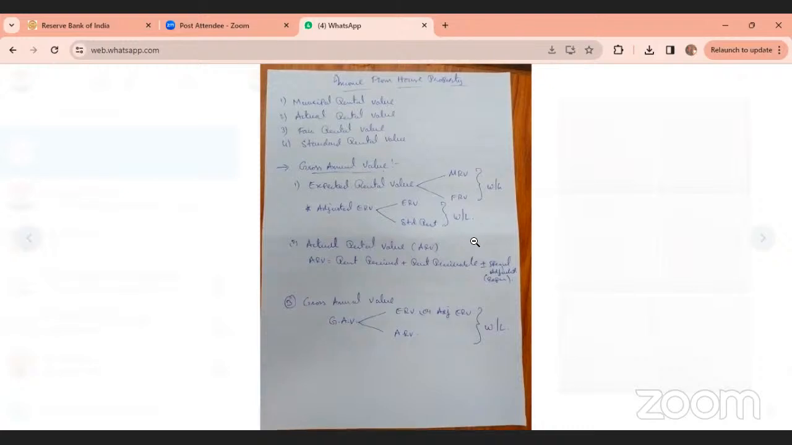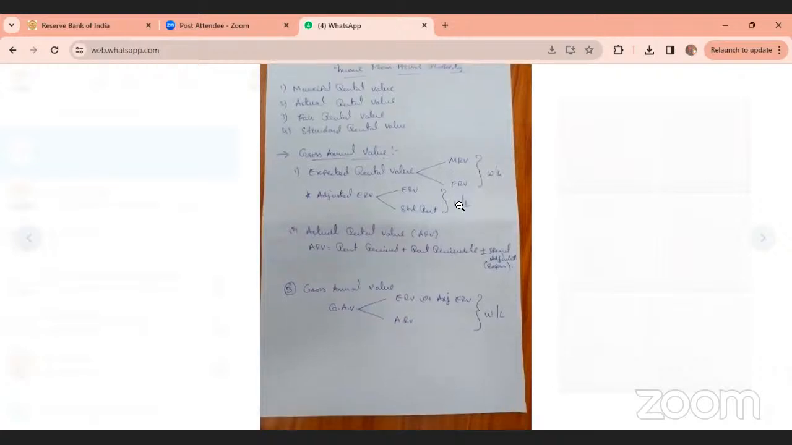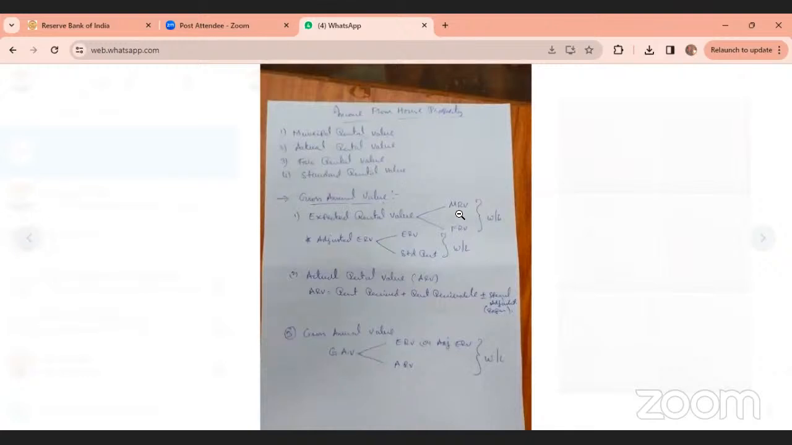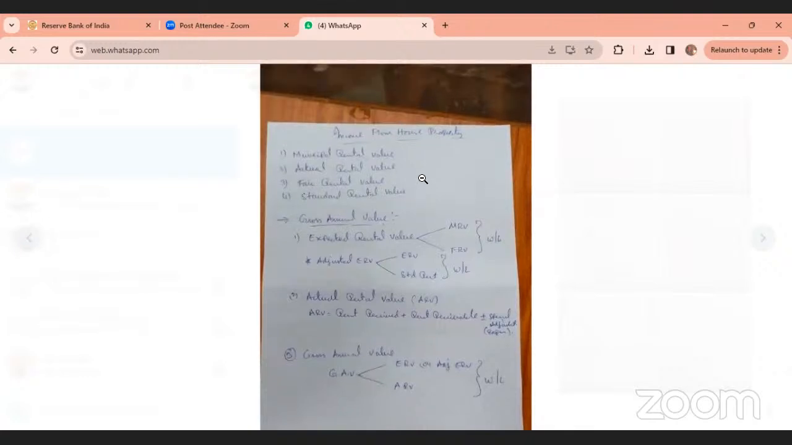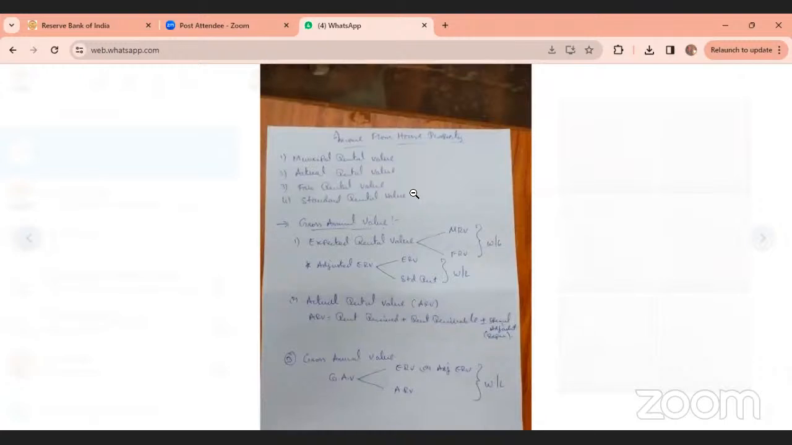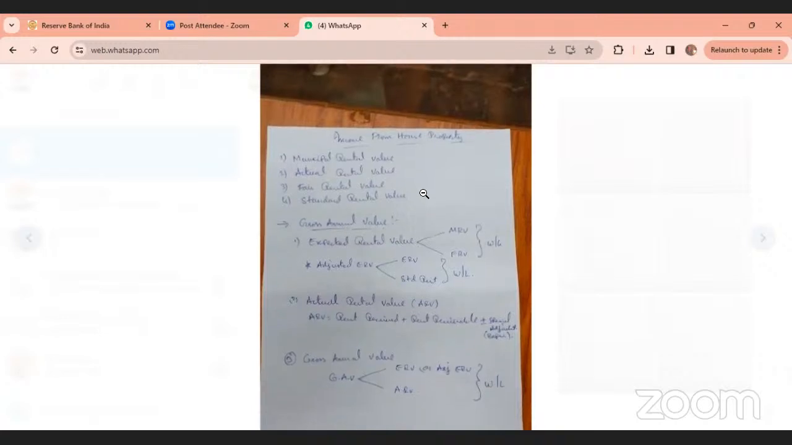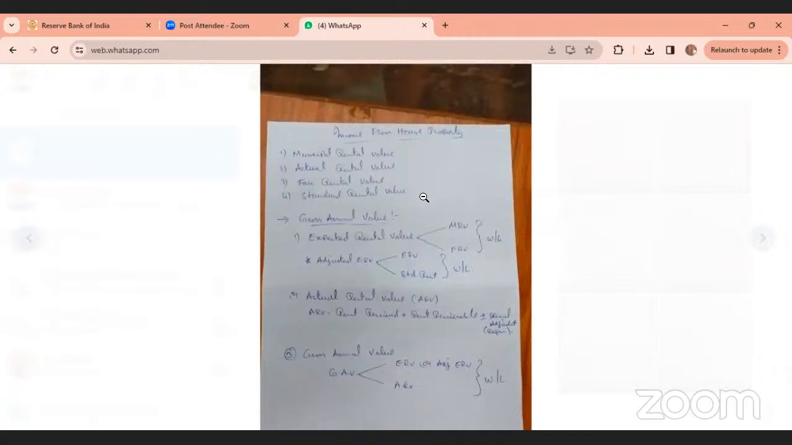In income from house property, when you calculate it, you have to decide the municipal rental value, actual rental value, fair rental value, and standard rental value. These 4 all come under 4 short bits. And also for a long question, first you have to know what the municipal rental value, actual rental value, fair rental value, and standard rental value are.